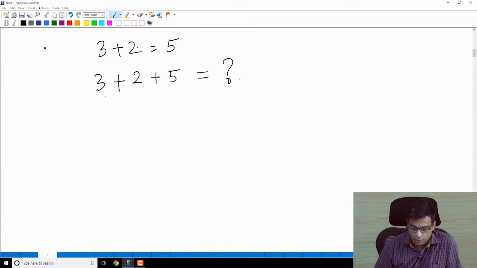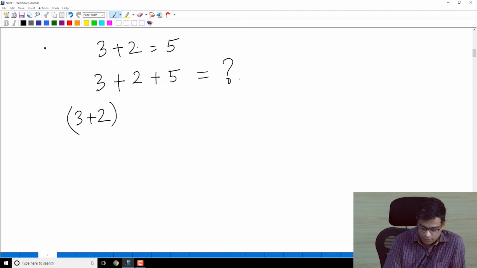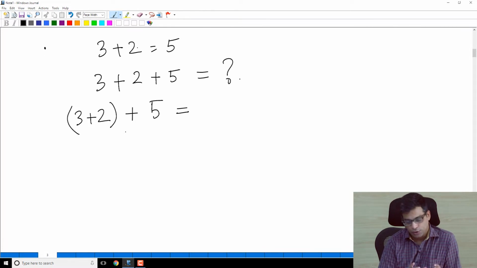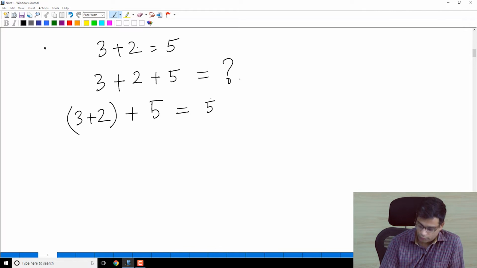So, if I asked you what is 3 plus 2 plus 5, one option is to combine 3 and 2 first, and then 3 plus 2 is again an integer, and add 5 to it. So, this is 3 plus 2 in bracket, that means you apply the binary operation to 3 and 2, for which you get 5, and then you add 5. So, that gives you 10.